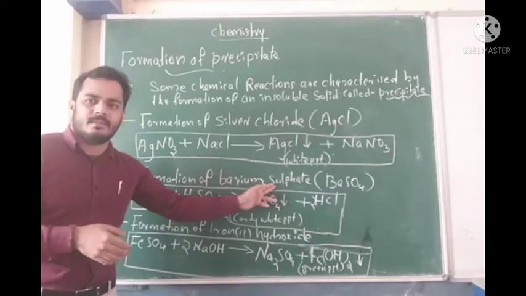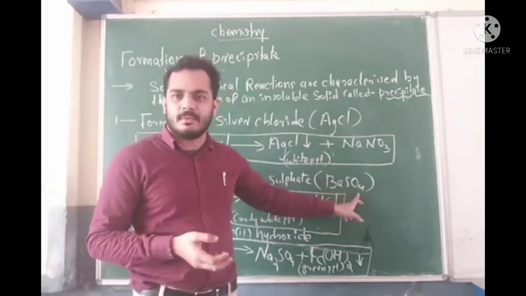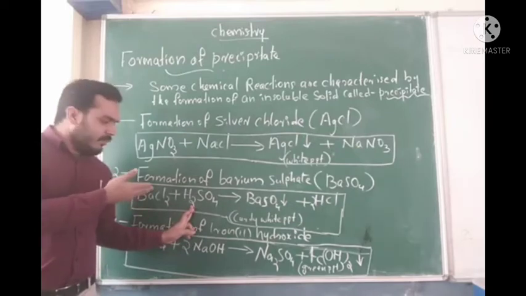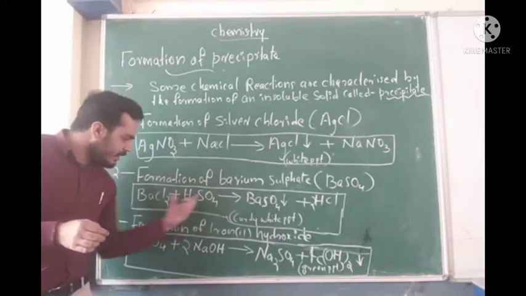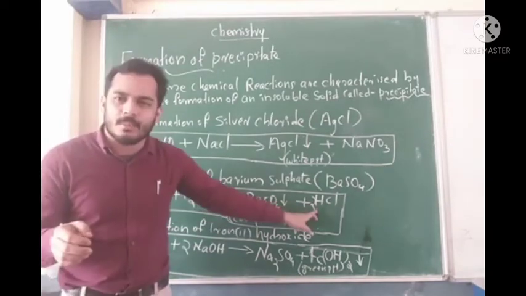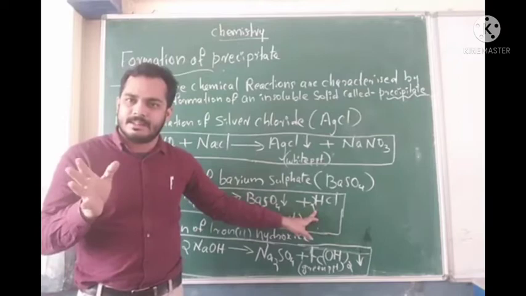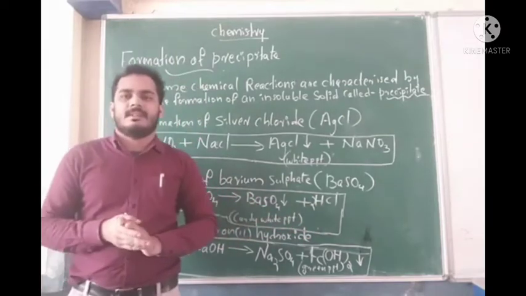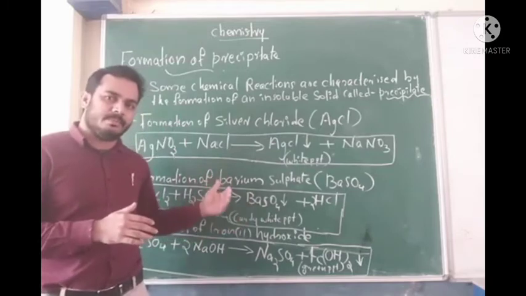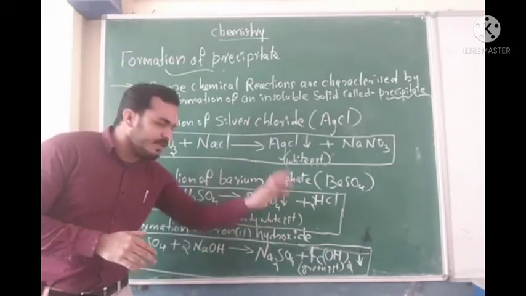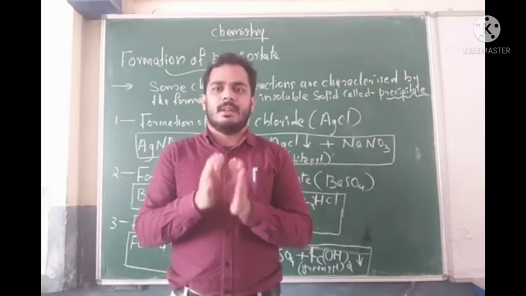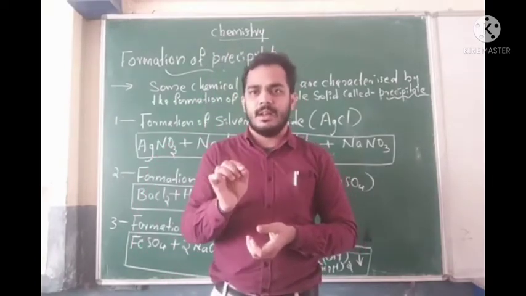And let's go to the second one. Formation of barium sulfate, BaSO4. So the reactants are barium chloride and dilute sulfuric acid. They react to form barium sulfate, and one more product is also formed, hydrochloric acid, HCl. Okay. So the barium sulfate is an insoluble solid, a precipitate. What is the color of the precipitate? Barium sulfate is a curdy white precipitate. So in this reaction, the barium sulfate is formed in the form of a precipitate, a curdy white precipitate.